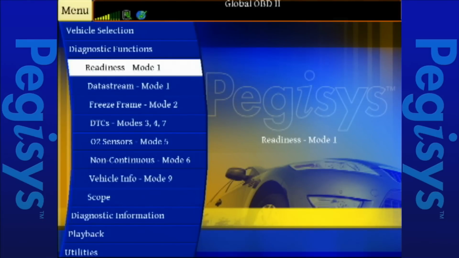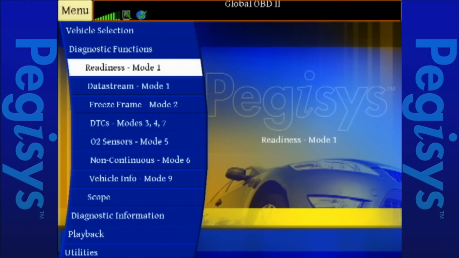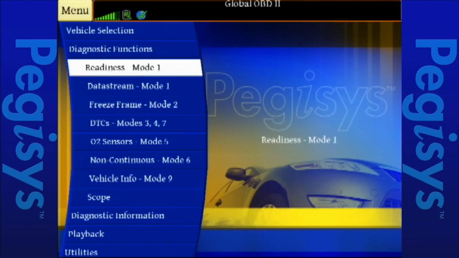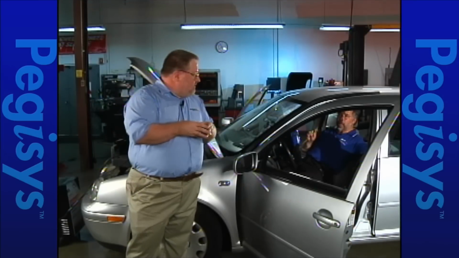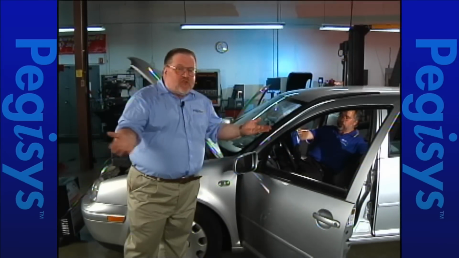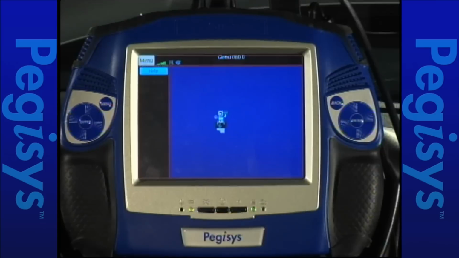So, Jim, we'll go to data stream. Okay. We'll go look for the front O2 sensor. We'll select it and put that item up as a single item to watch by itself. Absolutely. With single data stream, we're looking at a higher resolution, so we should get a pretty good idea of what's going on with this O2 sensor.